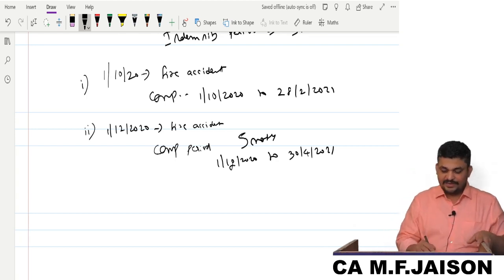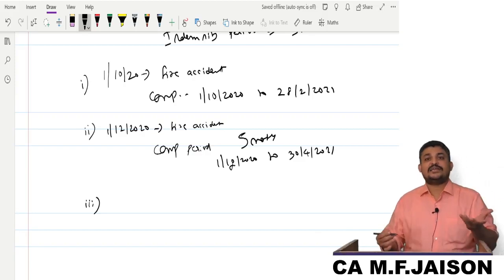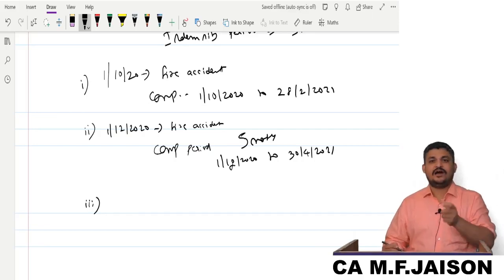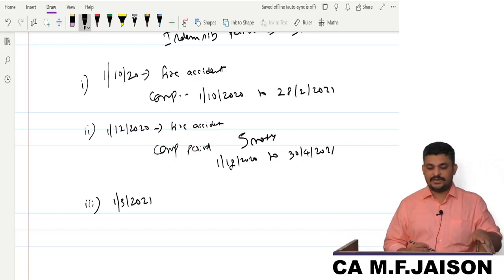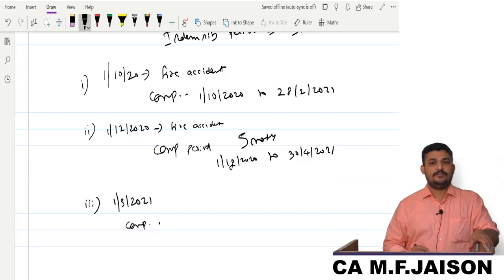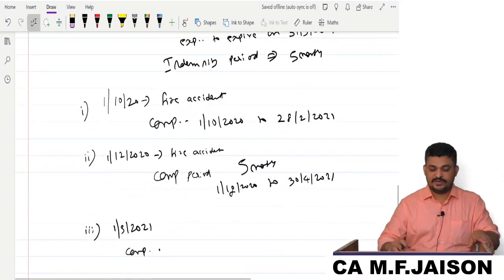Now, I will put a third scenario for your better understanding, because these are the areas where students do not have actual clarity, but still they will solve the problem. 8-step approach, 20 minutes problem. Okay, common sense, how to apply. So, listen carefully, my dear friends. Suppose a fire accident occurred on 1st March 2021. Is this policy applicable? Yes, the policy is applicable. So, what is the compensation period? Because the policy expires on 31st March, my dear friends, the fire accident took place on 1st March.